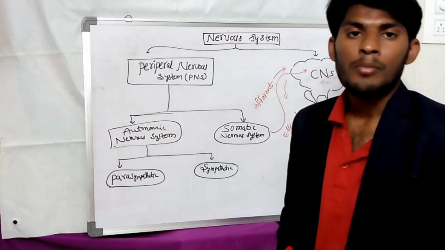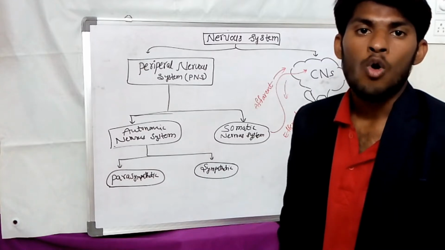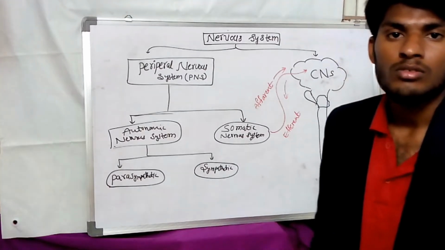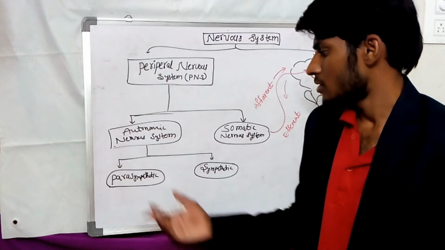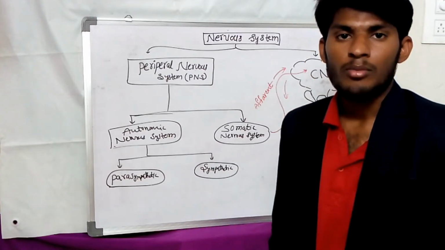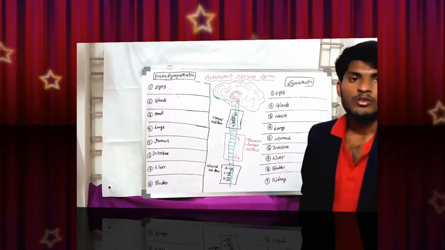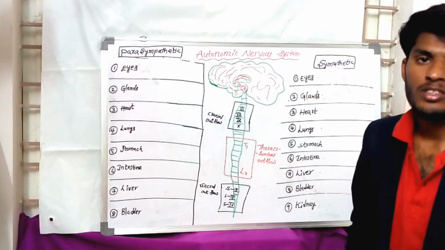In the case of the autonomic nervous system, it is useful for the maintenance of homeostasis in our body. Majorly it is divided into the parasympathetic and the sympathetic nervous system. Now we are going to discuss individually the parasympathetic and the sympathetic nervous system, and their actions.